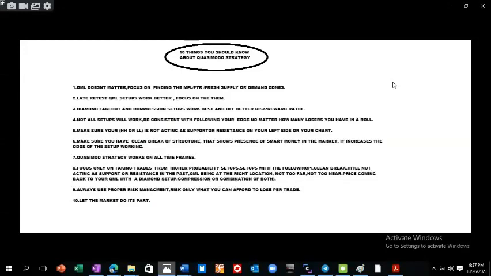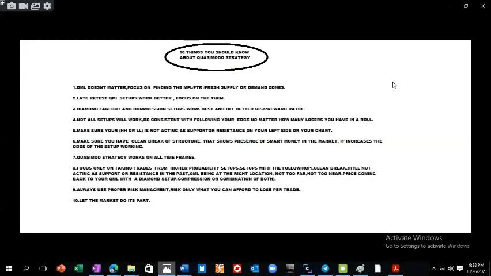Number 9 is always use proper risk management. You guys, this is the holy grail of trading. Risk management is everything. Only risk what you can afford to lose per trade. This is one of the things that causes most people to blow up, because they don't use proper risk management. You have to make sure that you're comfortable losing that particular amount of money you're actually putting on that particular trade. If you're not comfortable, reduce the lot size. Make sure that you are comfortable, so that even if you lost that trade, you'd still be okay. Make sure that you calculate your risk.